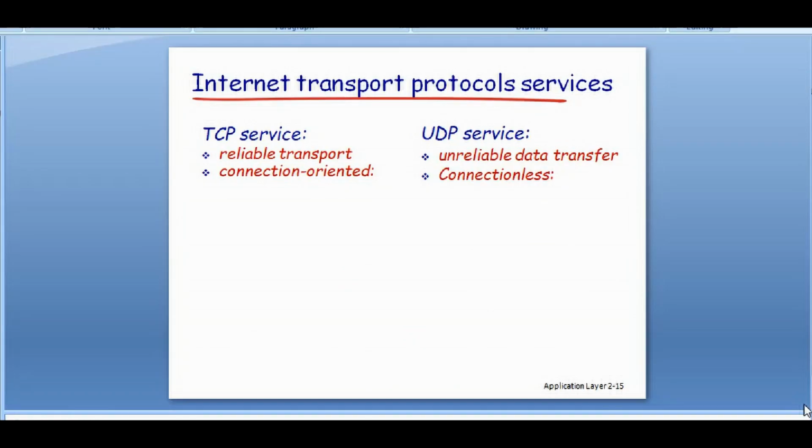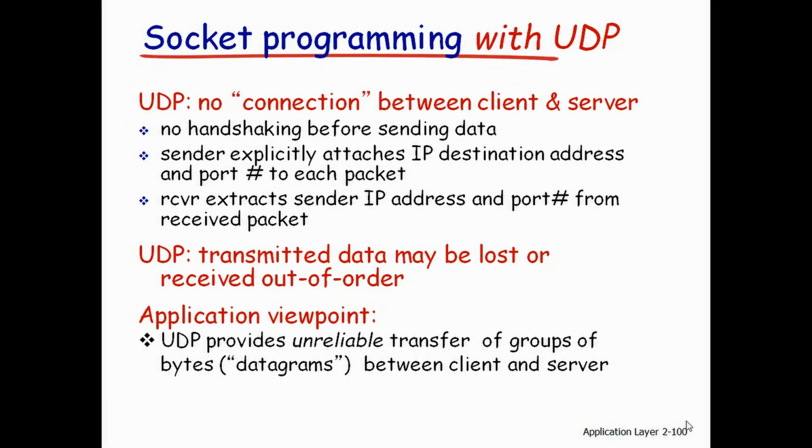So we have two Internet transport protocol services: TCP and UDP. UDP is unreliable data transfer and also connectionless, whereas TCP is a connection-oriented and reliable transport system. So in today's class we will be learning about socket programming for UDP. Now let us learn socket programming with UDP.